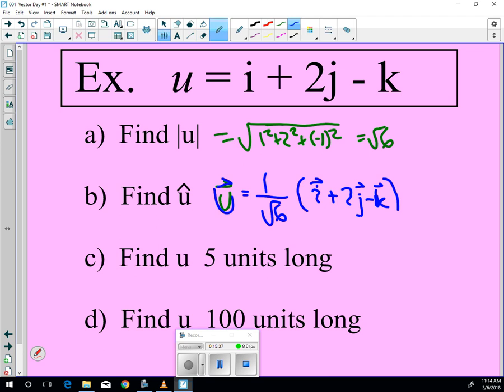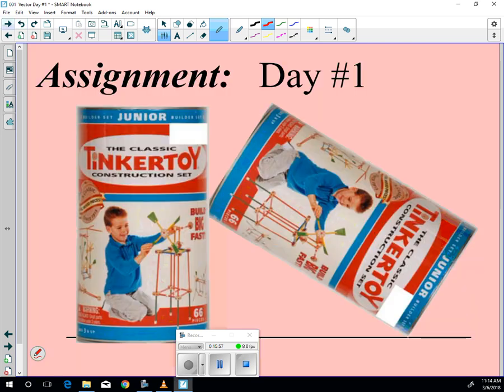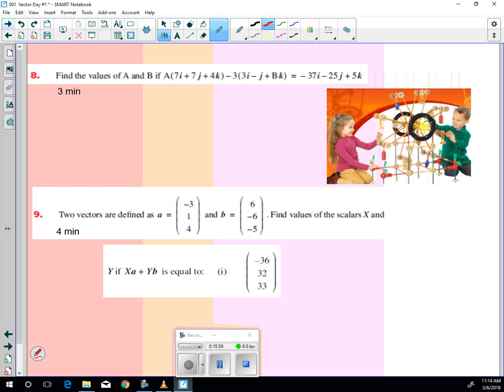So then what do we do to u, the unit vector, to make it 5 units long? What do I multiply this by? 5, right? And what do we do to make it 100 units long? Simple. Done. And there you go. You've changed that vector. You are ready to do problems day 1.